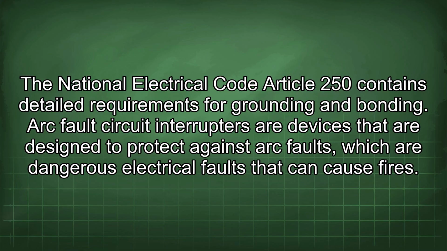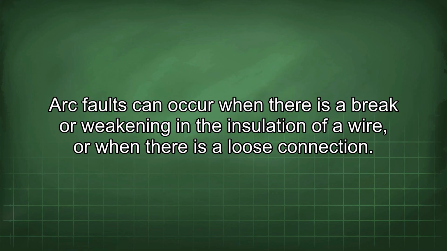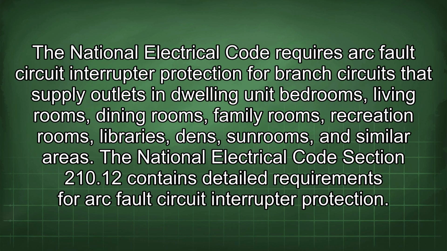Arc fault circuit interrupters are devices that are designed to protect against arc faults, which are dangerous electrical faults that can cause fires. Arc faults can occur when there is a break or weakening in the insulation of a wire, or when there is a loose connection. The National Electrical Code requires arc fault circuit interrupter protection for branch circuits that supply outlets in dwelling unit bedrooms, living rooms, dining rooms, family rooms, recreation rooms, libraries, dens, sunrooms, and similar areas. The National Electrical Code Section 210.12 contains detailed requirements for arc fault circuit interrupter protection.